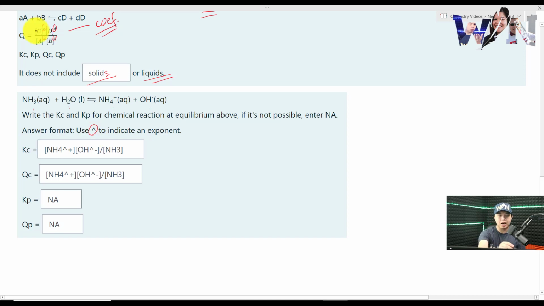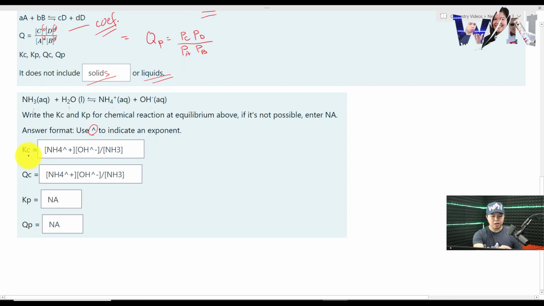So let's do this. See how we have the concentration? For partial pressure, it would be like this. If I'm writing in terms of QP, all I have to do is write the partial pressure of C, partial pressure of D, divided by the partial pressure of A, partial pressure of B. You see that? We just don't use the concentration bracket, but we use P for partial pressure. So the same concept, okay? So let's look at this practice problem.